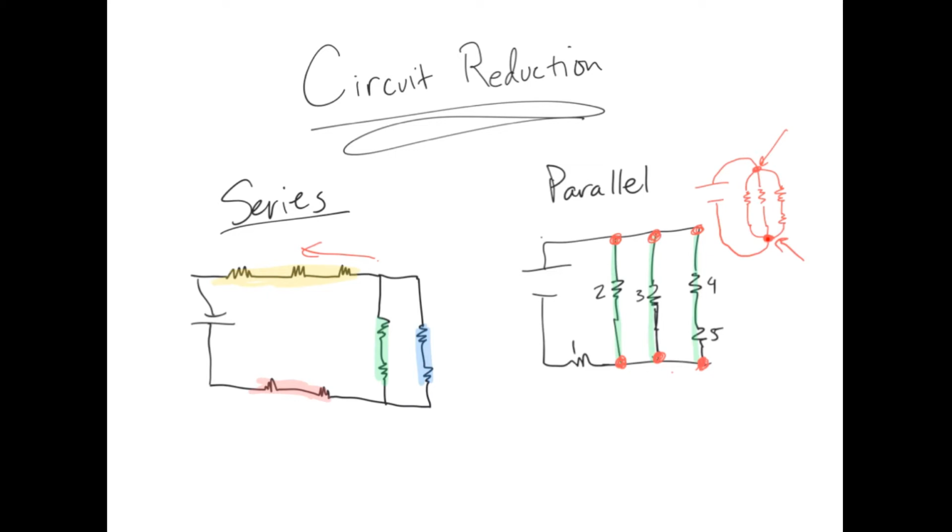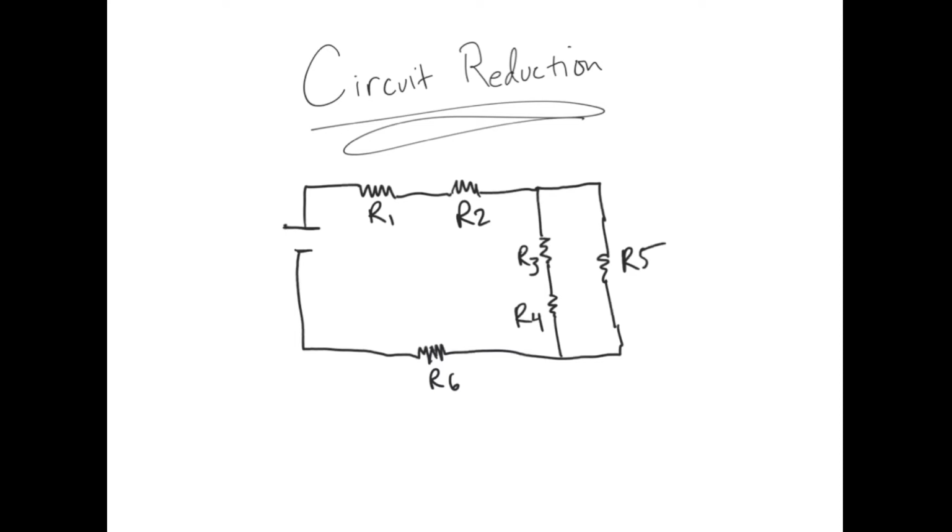You'd give up the same amount of energy by the time you got down the hill, and then you'd be at the bottom of the hill, no matter which branch you went down. So that's why parallel all has the same voltage down each branch. So let's apply those ideas of series and parallel to circuit reduction.